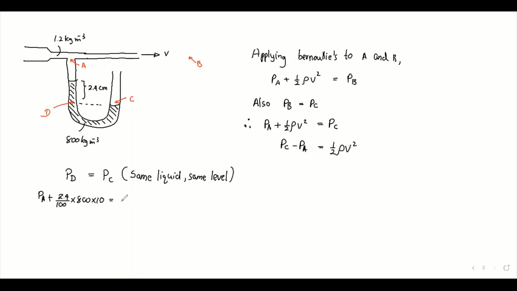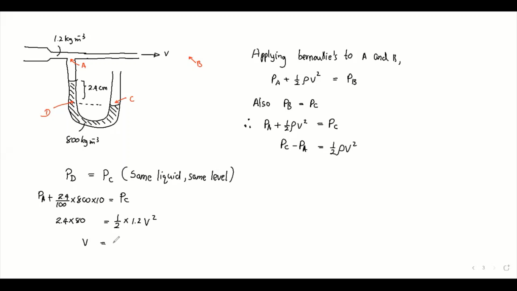PC is equal to, we can just write that as PC. And PC minus PA, we have found a value here. So you can put PA onto this side and write 2.4 into 80 is equal to half rho V squared. Rho of the gas is 1.2 and V squared. So you can simplify this. Once you simplify this using a logbook, you will get 17.9 meters per second for this.